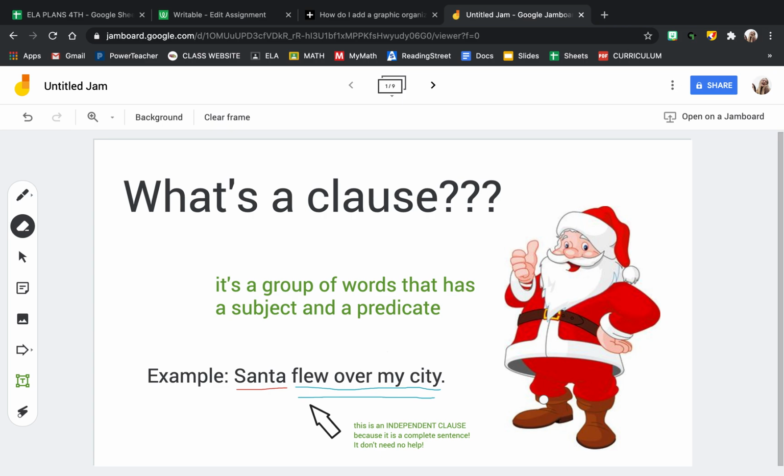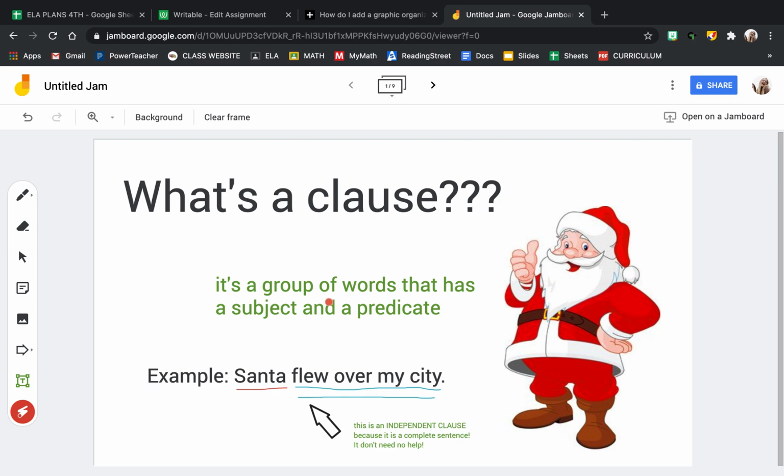Alright, folks, in today's grammar lesson, we're talking about clauses. Now, you may say, what's a clause? It's not Santa, not when we're talking about grammar. A clause is a group of words that has a subject and a predicate. We've been talking a lot about subjects and predicates. Subjects tell who or what the sentence is about, and predicates tell what the subject is or does. So a clause is just a group of words that has both of those things.